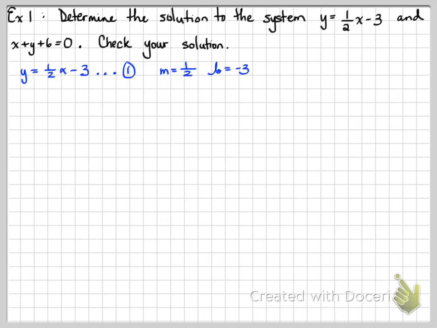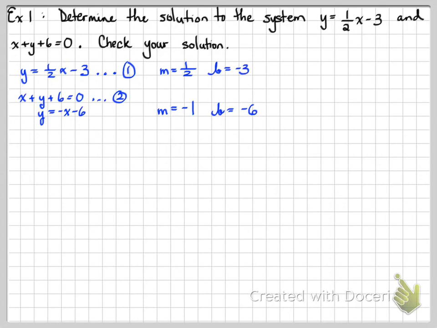Then we need to look at the next equation. You notice that this equation is in standard form. We want to put this in slope-intercept form, which means we need to put the y by itself and everything else on the other side. That is y equals -x minus 6. So we left the y here, we moved the x over and it became -x, and we moved the plus 6 over and it became -6. And we can identify the slope, which is m equals -1, and the b value, which is -6.